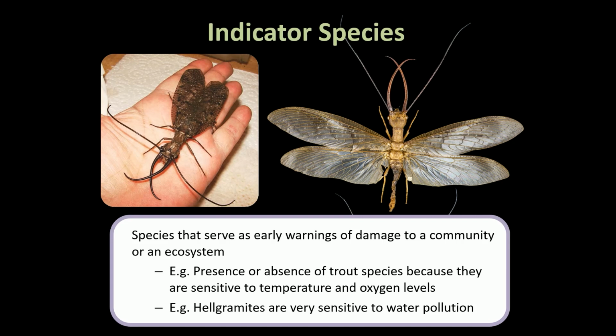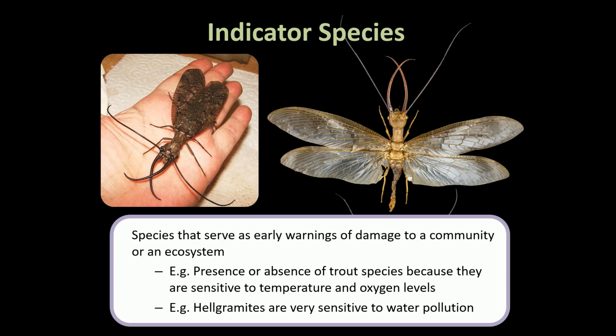If you want to know whether or not a stream is polluted right now, you can go and do some chemical tests and you can find out if there's an excess amount of nutrients. You can figure out what the dissolved oxygen is in there. You can figure out if there's oil pollution in there or if it's got a low pH or a high pH. You can figure out what the current state of that stream is. But those chemical tests can only tell you about the present. They can only tell you about right now.